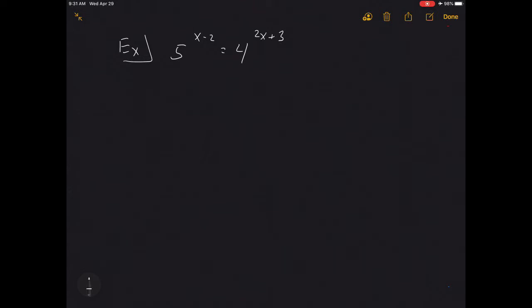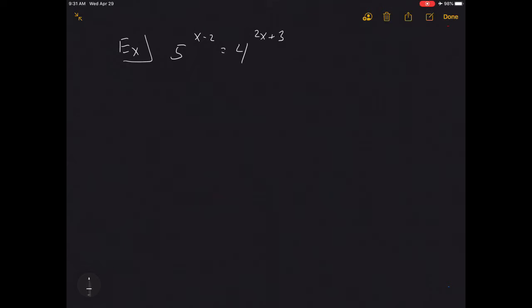Okay, let's try another example here. And what you should clearly see is we have exponential equations. In this case, we have two exponentials set equal to each other. And before you say, oh, well, I can just set the exponents equal to each other and solve those, be careful because the bases are different.